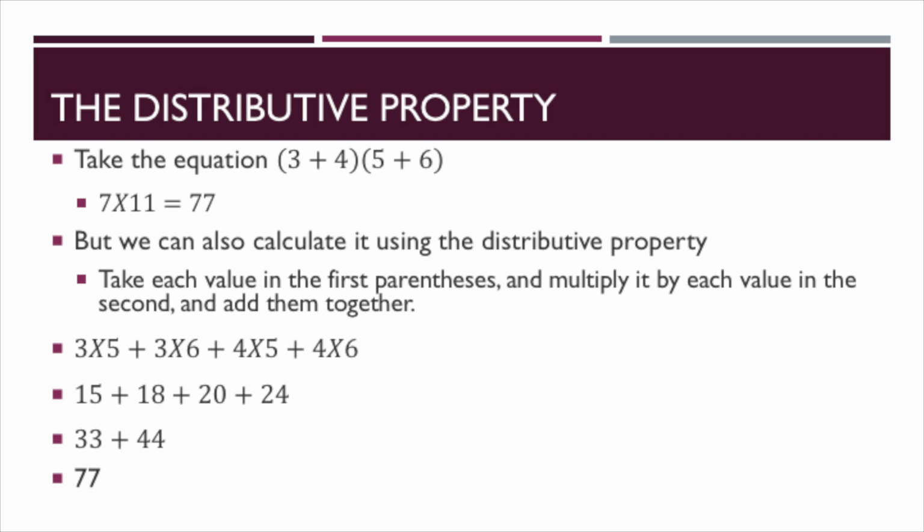So we have 3 times 5, plus 3 times 6, plus 4 times 5, plus 4 times 6. And that gives us 15 plus 18 plus 20 plus 24. Well, 15 plus 18 is 33, and 20 plus 24 is 44. And if we add 33 and 44 together, you'll notice we get the same number, 77.